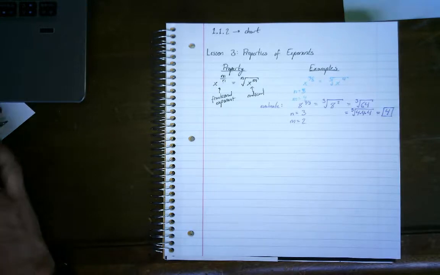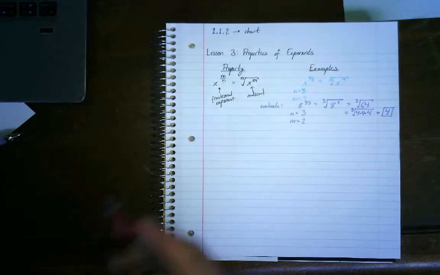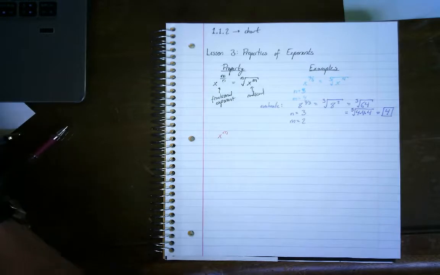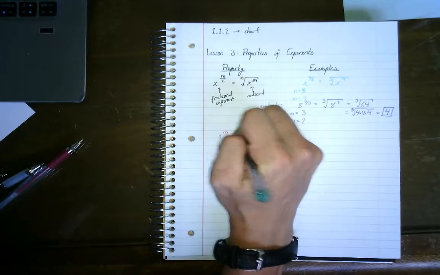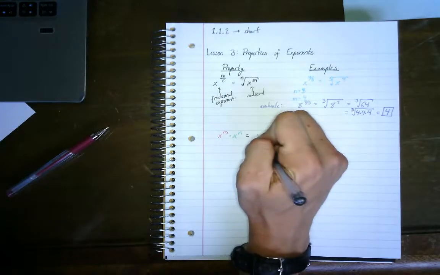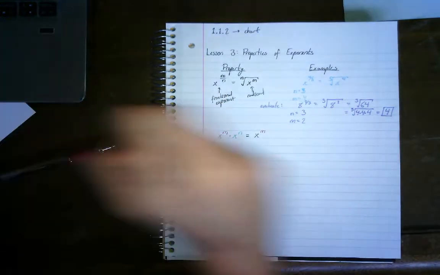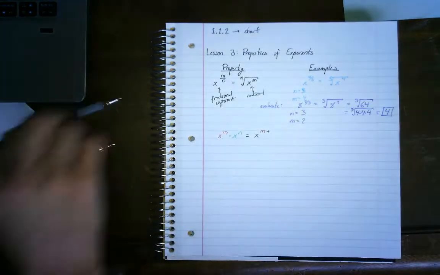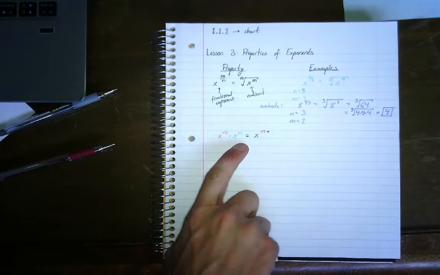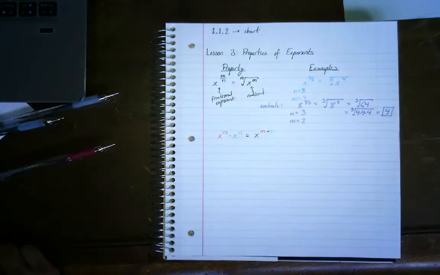Next property, we're just going to go right down the list. So we have x to the m times x to the n is equal to x to the m plus n. So all this is saying is if we have 2 numbers multiplied together with the same base but different exponents, we can actually add those exponents up, leave the base the same.